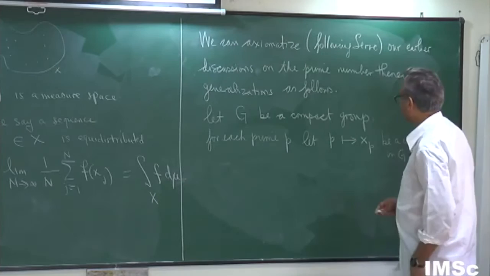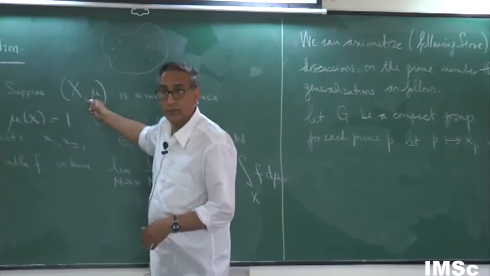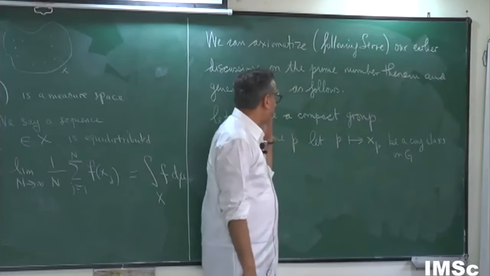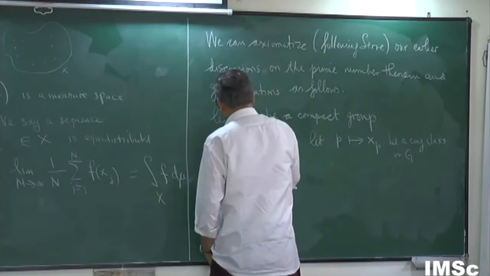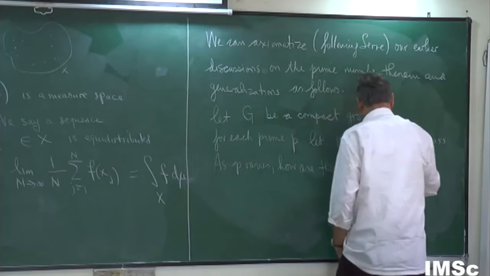So for each prime p I associate a certain conjugacy class. G is a compact group, so it's certainly a nice measure space. I can ask, as the prime numbers vary, how are these points, these conjugacy classes, let's say points in this space, distributed? So as p varies, how are the x_p distributed? This is kind of a general question.